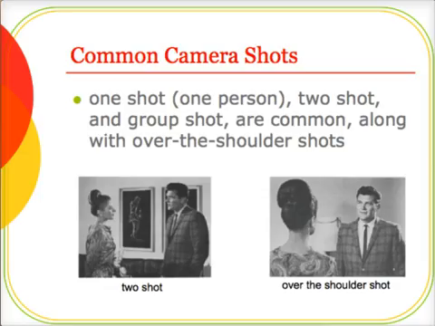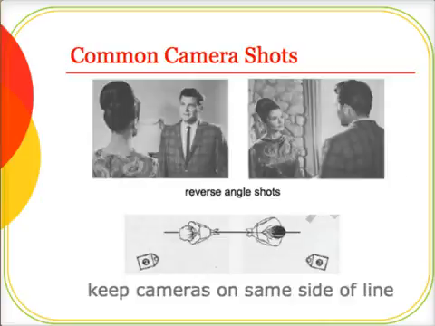There are some common camera shots to keep in mind. There's a one shot where you're just focusing on one person. There's a two shot, as shown in that left-hand picture at the bottom. And group shots. These are all common videography shots. You've also got what they call over-the-shoulder shots, which can be good to show two people having a conversation, as shown there on the right-hand side.